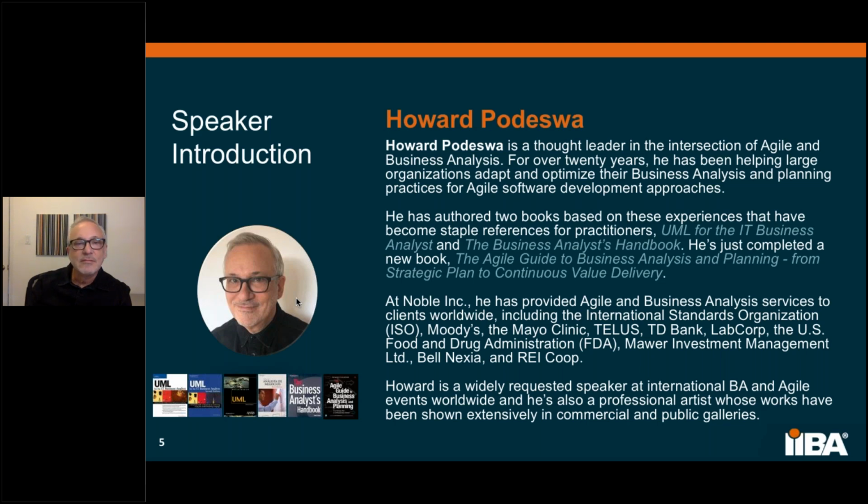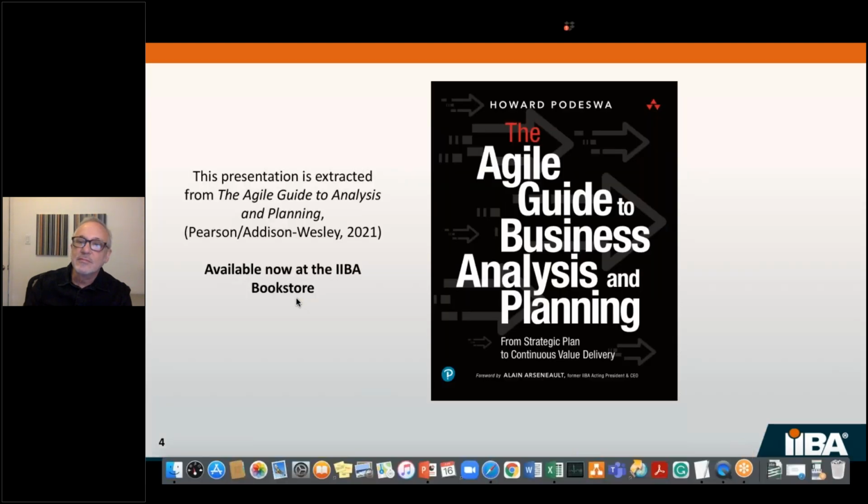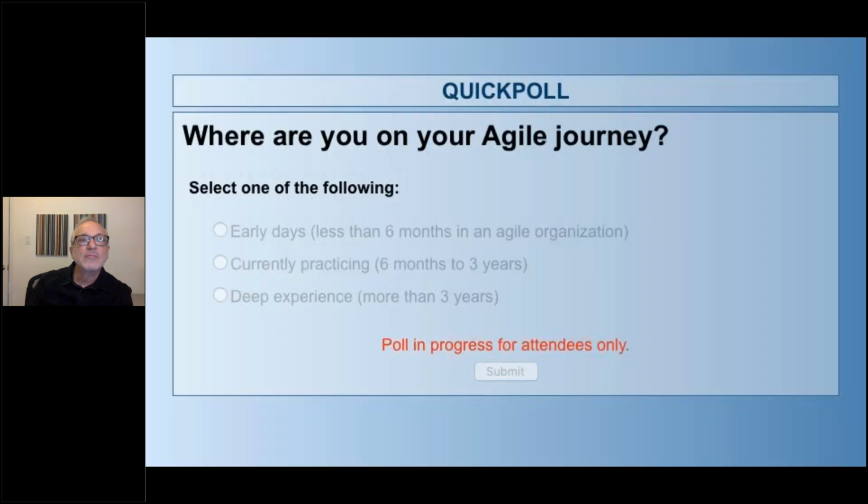The question that we're asking today is, we always like to get a sense of where you are in your Agile journey. So you can just select one, and our options are: you're in your early days, less than 6 months in an Agile organization; currently practicing, within 6 months to 3 years; or in deep practice, or deep experience, I should say, and that's more than 3 years.